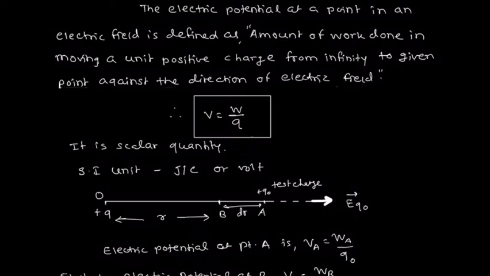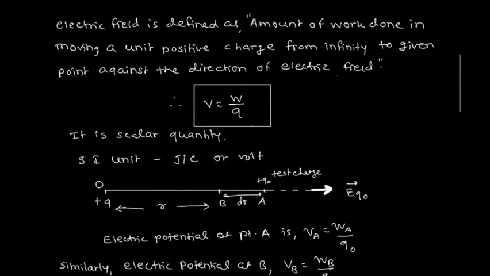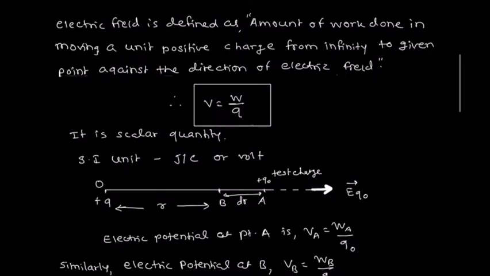Similarly, we also find the electric potential at the other point. At that point also, this same test charge is moved from infinity to a point B. Work is done. That work done we call WB. And therefore, the electric potential at point B in terms of work done is WB divided by Q0. Then what is the potential difference between the 2 points?